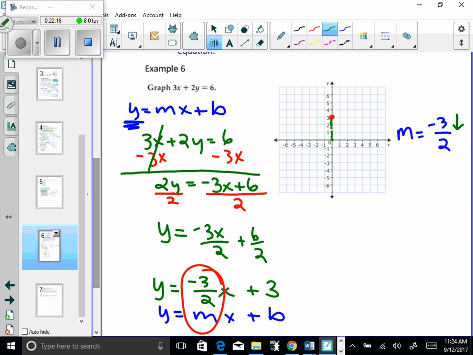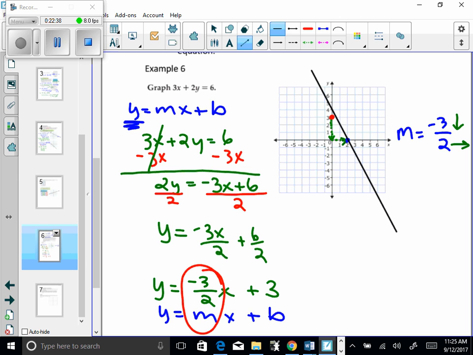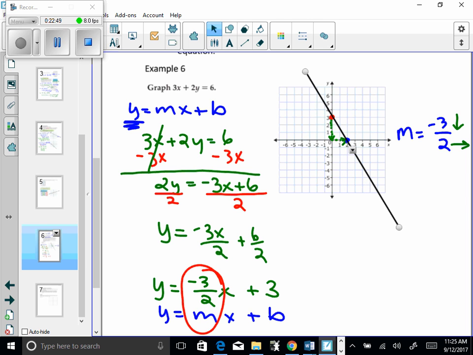And then my denominator is positive. That tells me to go right 2 units. So I went down 3, right 2. And that's my second point then. So the arrows, the path that I followed, that's not part of the graph, but it's telling me how to get to that second point. And now I have 2 points to draw a line through. And that's the graph of my equation. We'll put some little arrows there because it is a line.